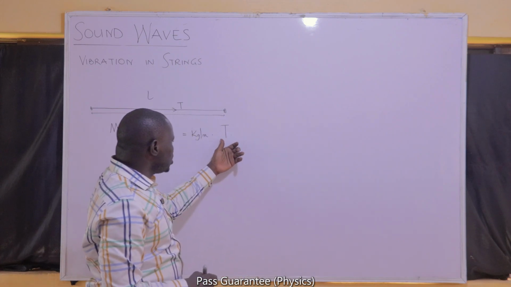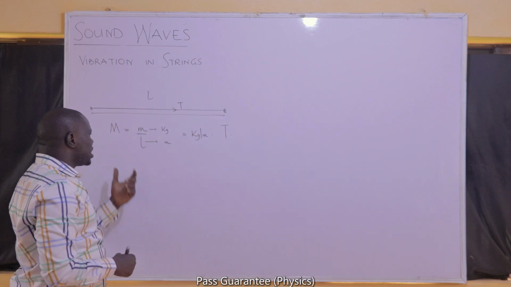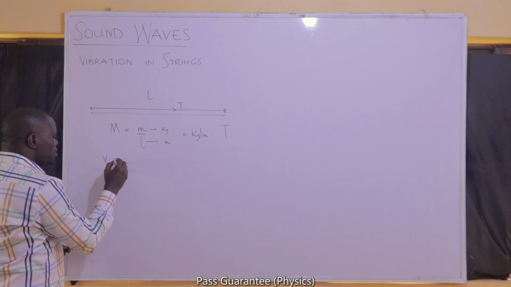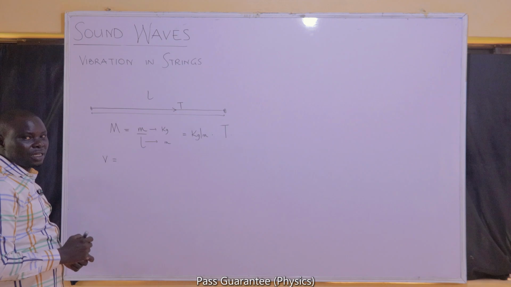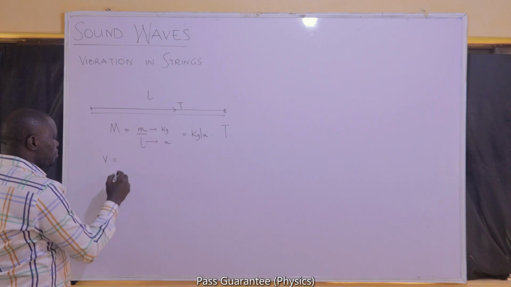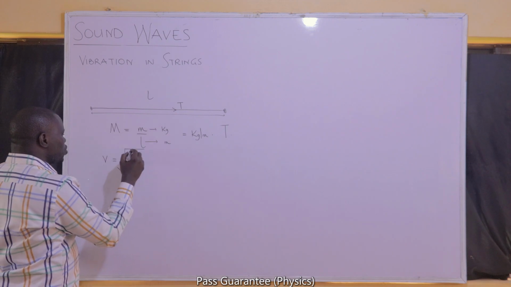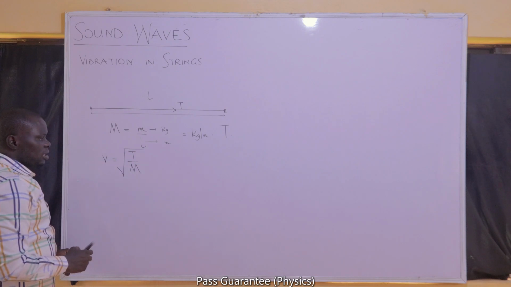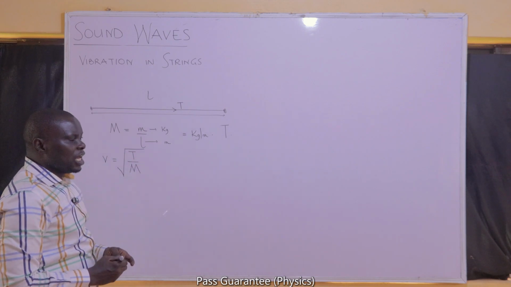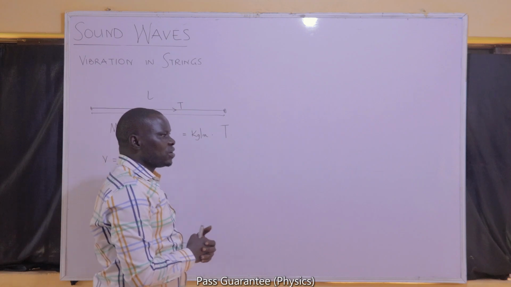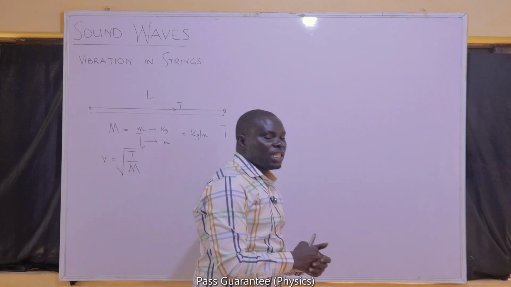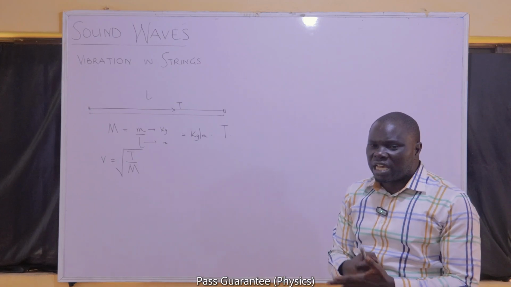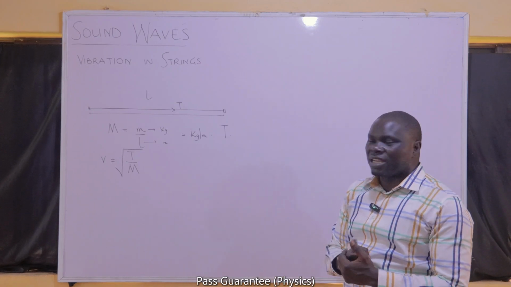With the tension and the mass per unit length, I can find the velocity of sound that will be produced by that string. The velocity of sound that will be produced by a string is the square root of the tension divided by the mass per unit length. If you know the tension along a string and the mass per unit length of that string, you can divide them, and you will have the velocity of sound along that string.